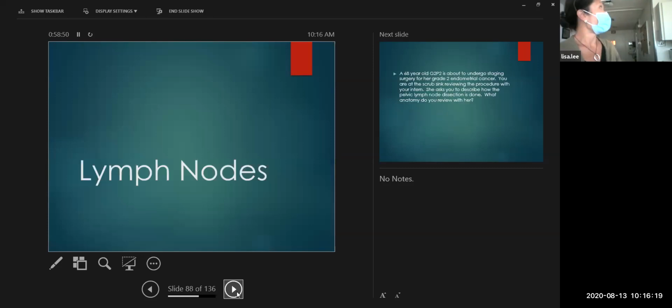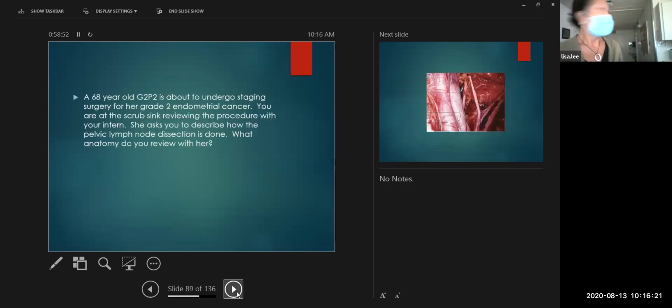Okay, last thing, lymph nodes, and then I'll let you guys do your pre-op, post-op. A 68-year-old G2P2 about to undergo staging surgery for her grade 2 endometrial cancer. You're at the scrub sink, and you're a good chief, and you're reviewing the procedure with your intern. She asks you to describe how the pelvic lymph node dissection is done, and what anatomy are you going to review with her?